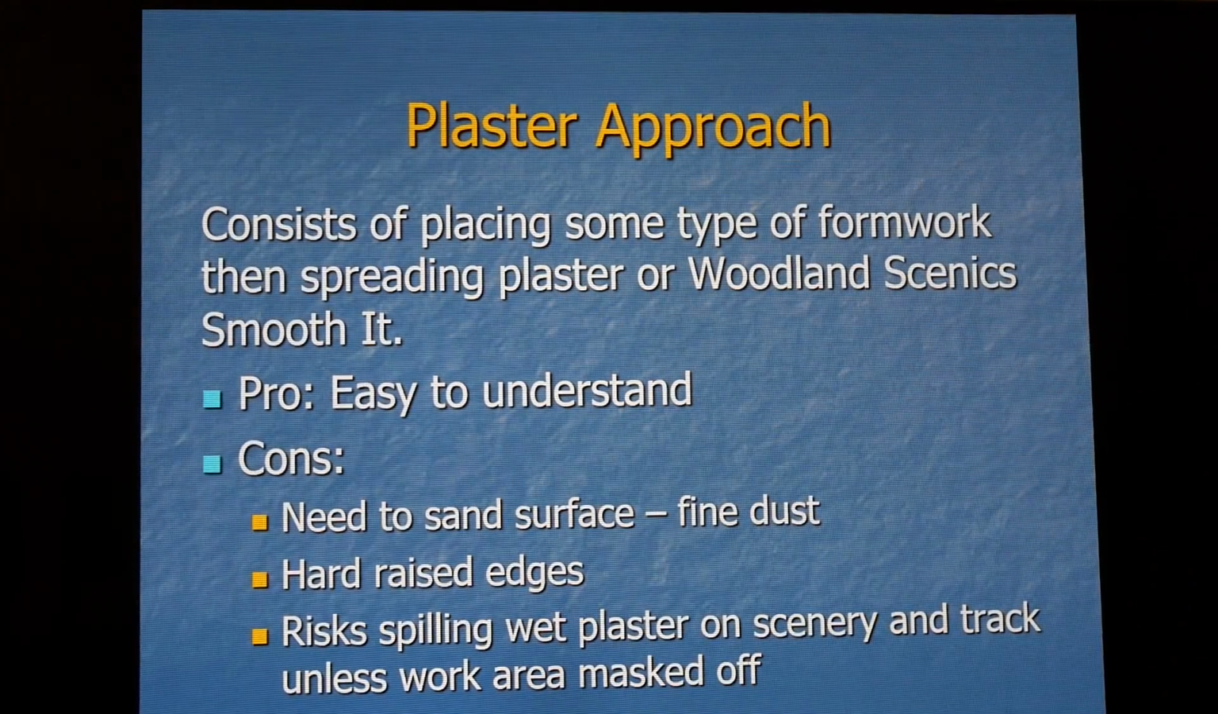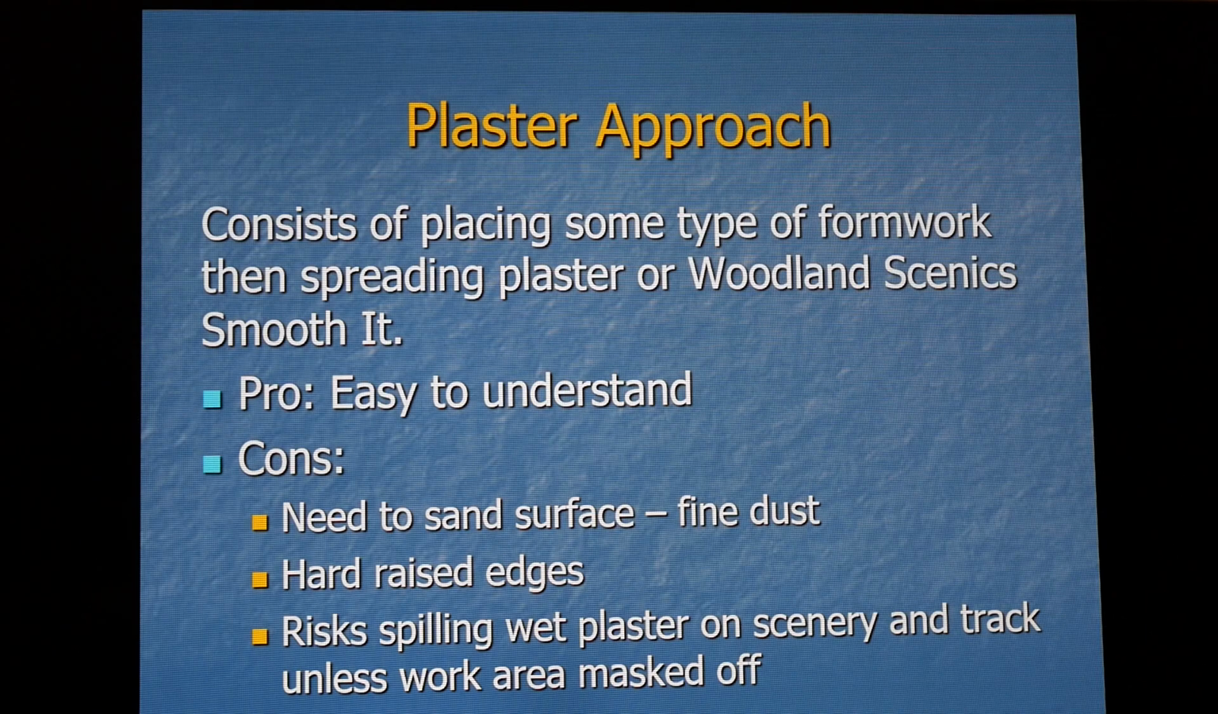First method that's commonly used is the plaster approach. This consists of placing some form of formwork, be it either styrene or balsa timber edging, then using a plaster product like Woodland Scenic Smooth It, mix it up and pour it in between the formwork and then trowel it out relatively smooth. This is a straightforward and easy to understand process.